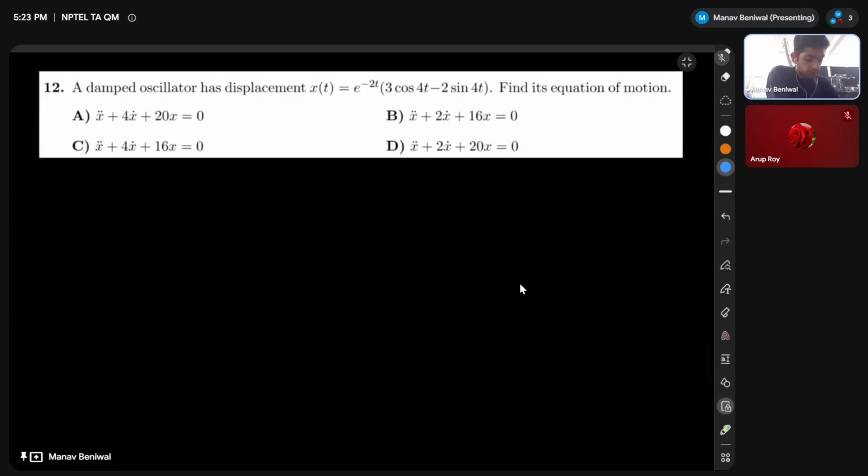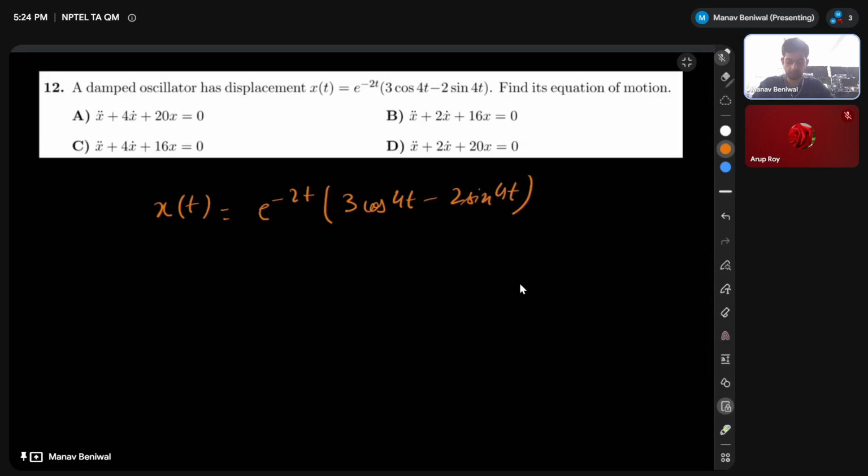So moving on, we have a damped oscillator, and the solution is given to us. We are given that x of t is e to the minus 2t, times 3 cos 4t minus 2 sin 4t. And we have to find out its equation of motion.